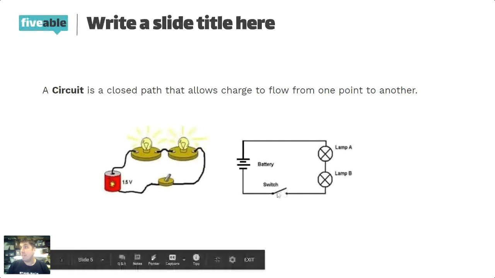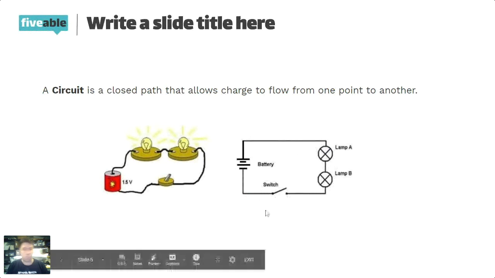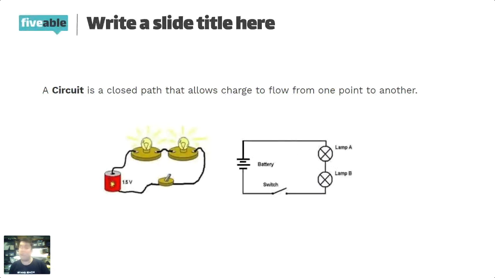You can imagine right now, with this switch being open, there's no way for electricity to get through or for charge to get through back to the battery. There's not a loop here. It's just simply a wire connecting to the light bulb, but nothing comes back. And because nothing comes back, we don't have a circuit yet because it's not a closed path. All right, that makes sense?